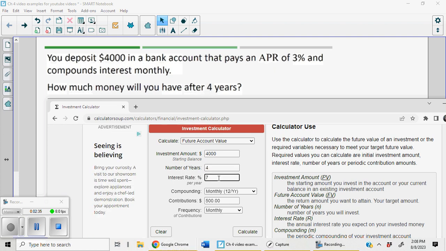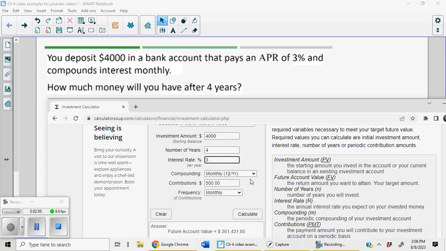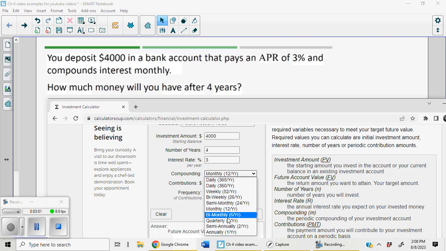What is the annual interest rate? APR 3%. And you do leave that as a whole number. If you're working with the formulas, you must change your percent interest rates to decimals. But working in the online calculator, you just leave it as a whole number. Compounding, it says it's compounded monthly. So we leave that at monthly. Notice there are other options.